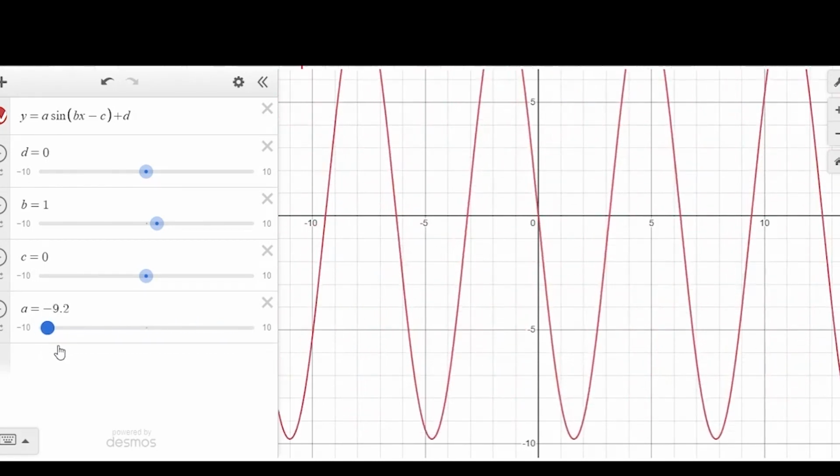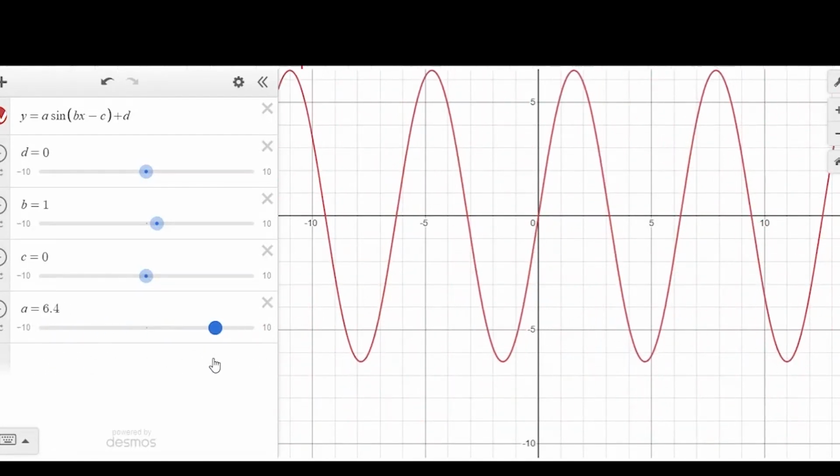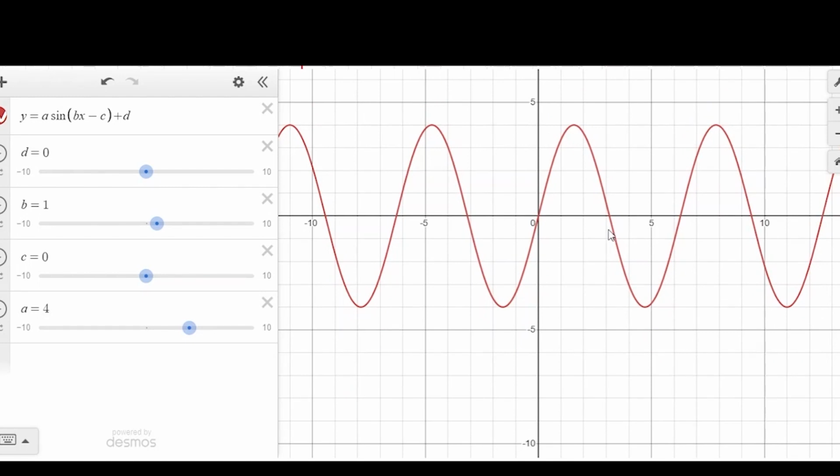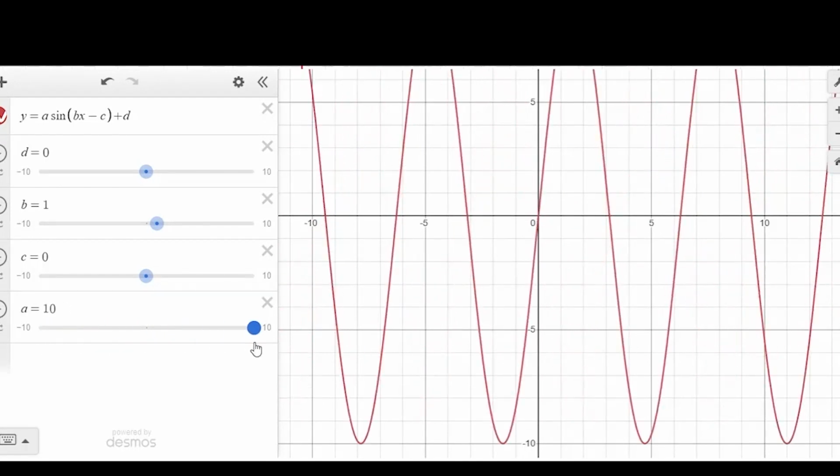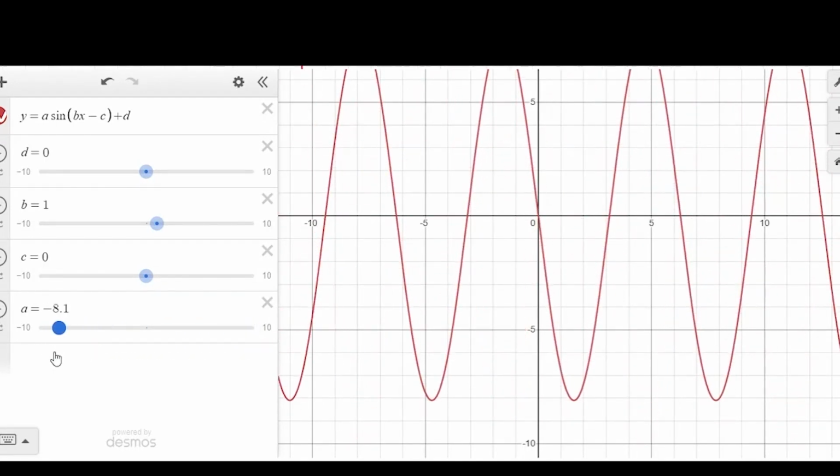So as we change the value of a, its amplitude is changed. No other value is changed. You can see that the other points here on the x-axis remain unchanged. So this value of a changes the amplitude. This is for amplitude.